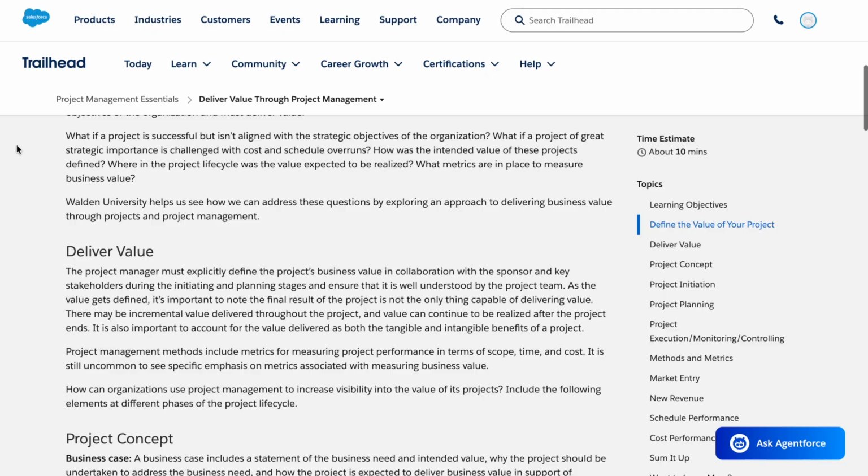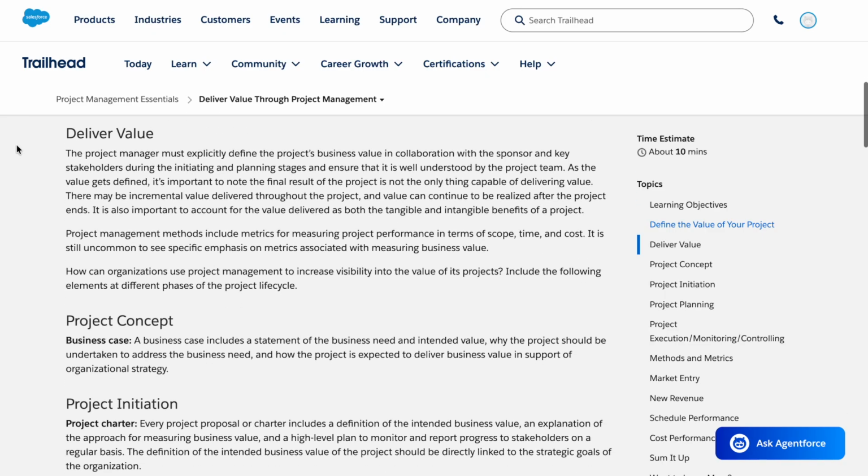How is the intended value of these projects defined? Where in the project lifecycle was the value expected to be realized? What metrics are in place to measure business value? Walden University helps us see how we can address these questions by exploring an approach to delivering business value through projects and project management. Deliver value.